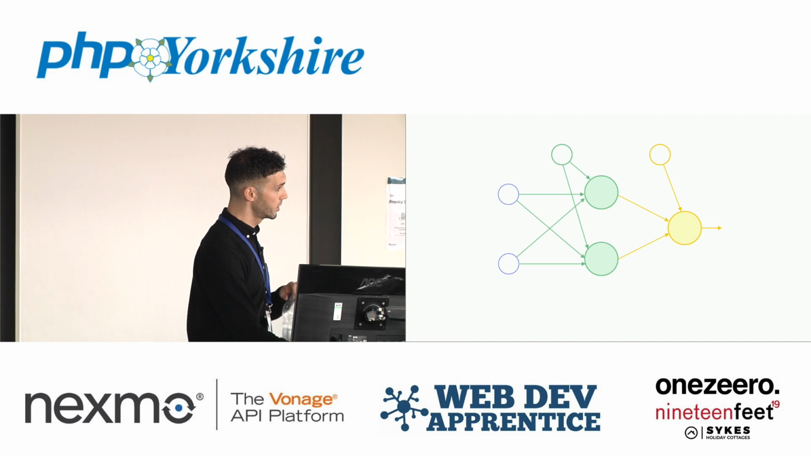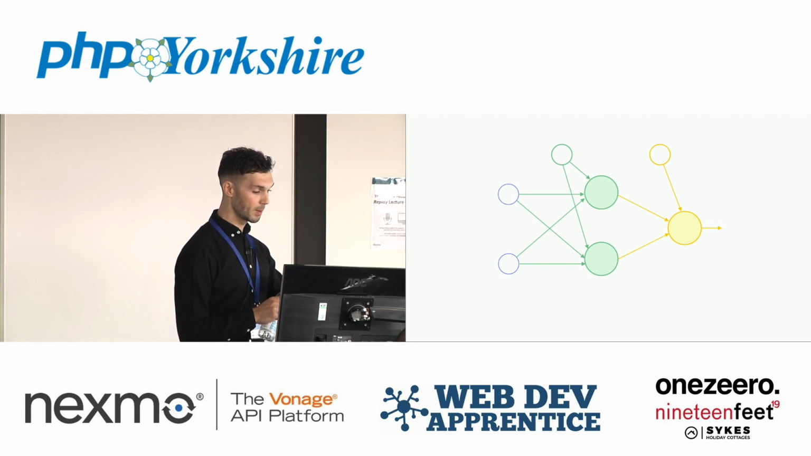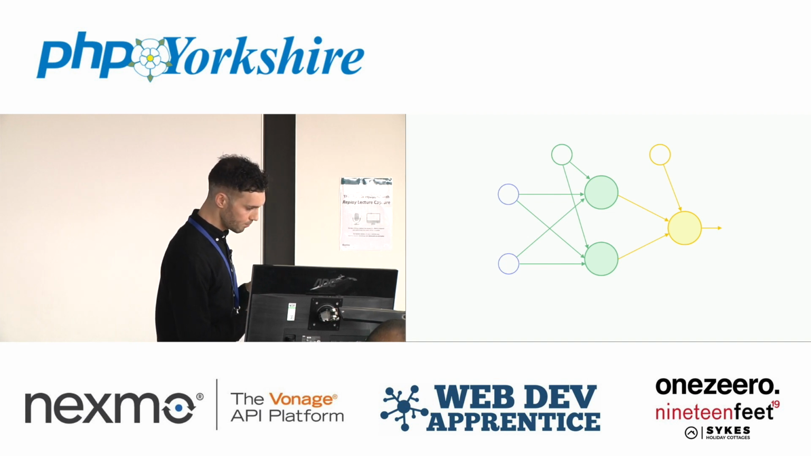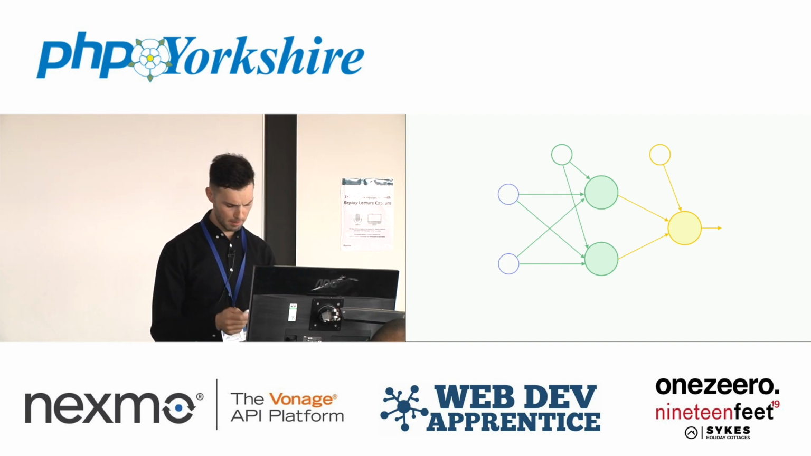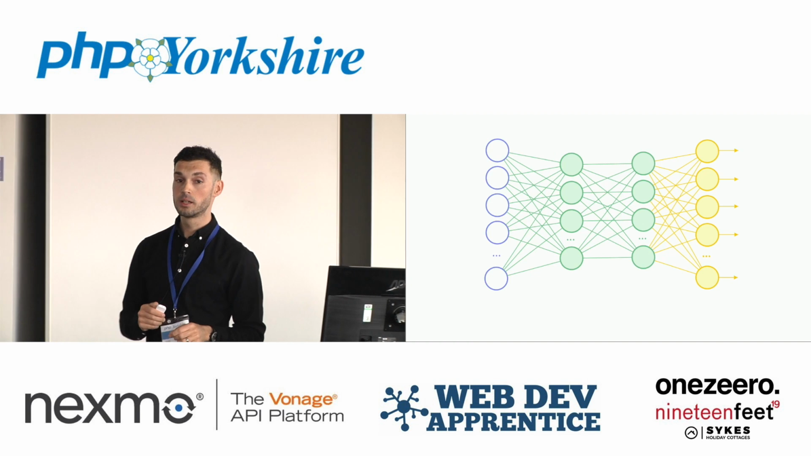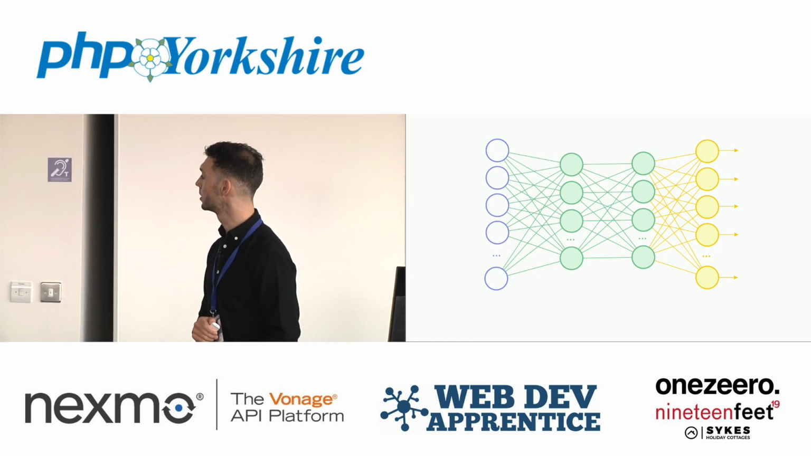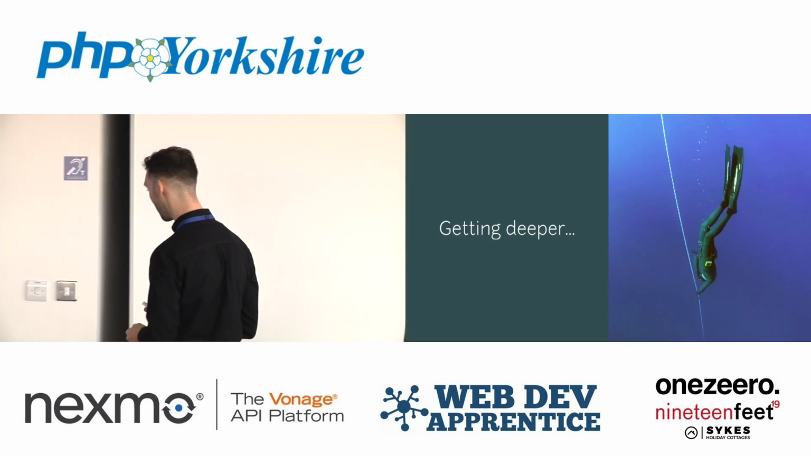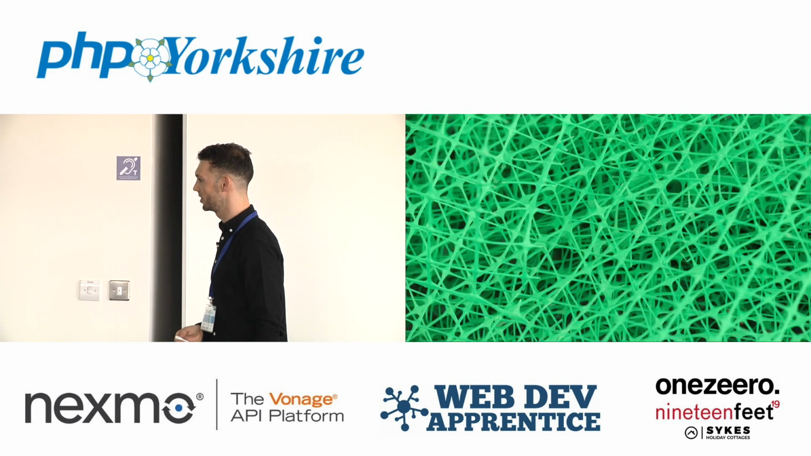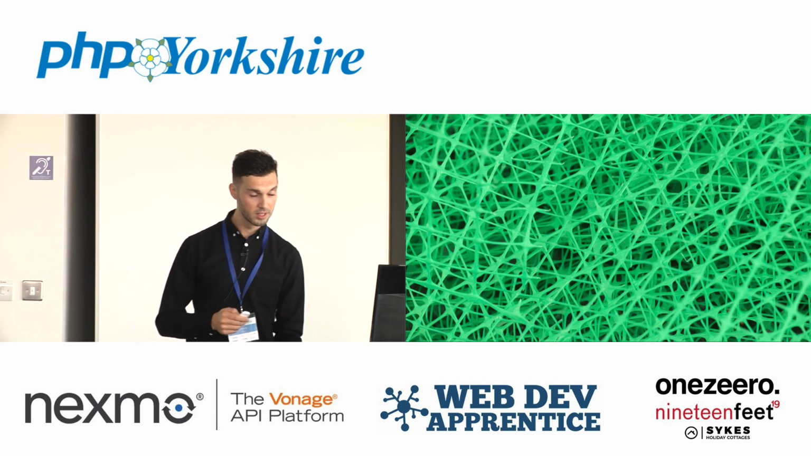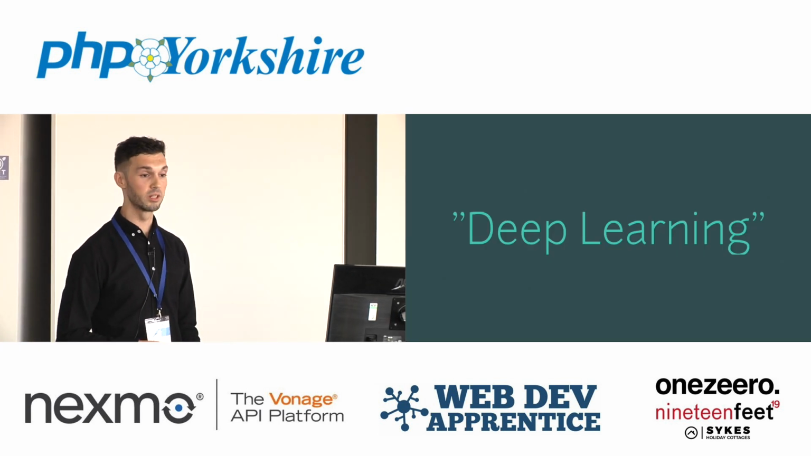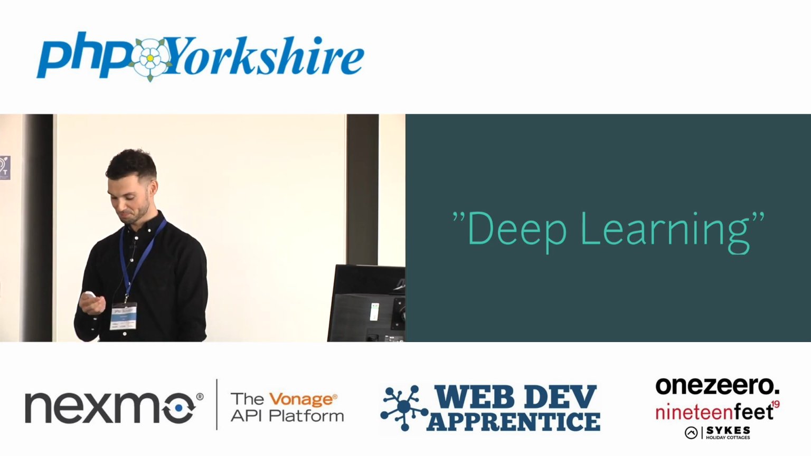So you saw this network with one hidden layer, but if you add more hidden layers, or even more hidden layers, or even more hidden layers, then pat yourself on the back because you're doing deep learning and you're in the cool kids club.